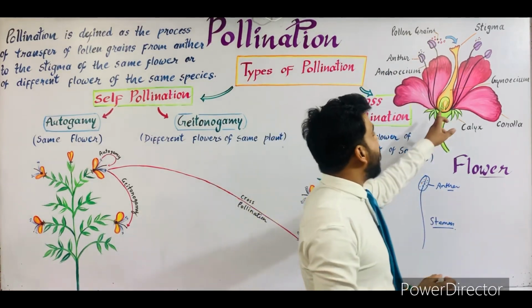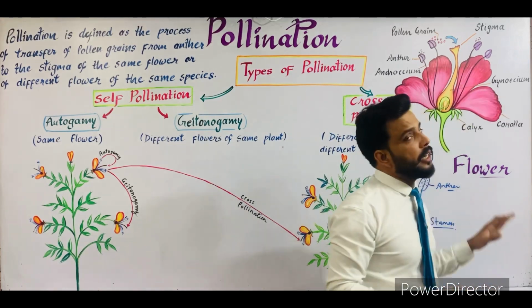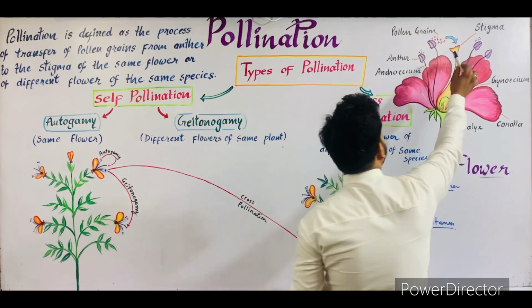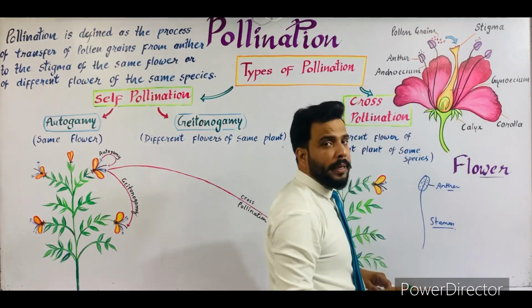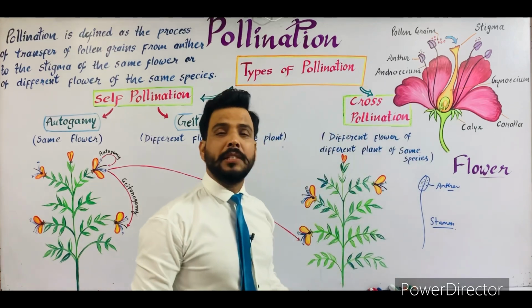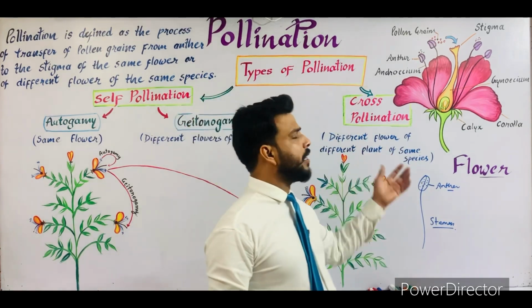In the middle of the flower, the gynoecium is present, that is the female part of the flower. In the gynoecium, the uppermost part is known as stigma, the middle one is known as style, while the lowermost part is known as ovary, which consists of ovule. So this is the basic structure of a flower.